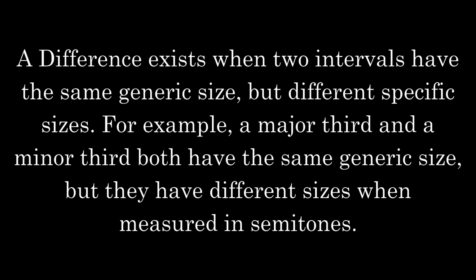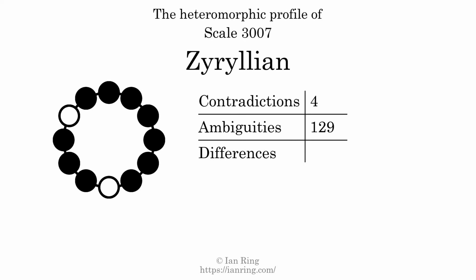A difference exists when two intervals have the same generic size, but different specific sizes. For example, a major third and a minor third both have the same generic size, but they have different sizes when measured in semitones. The number of differences in this scale is 210.